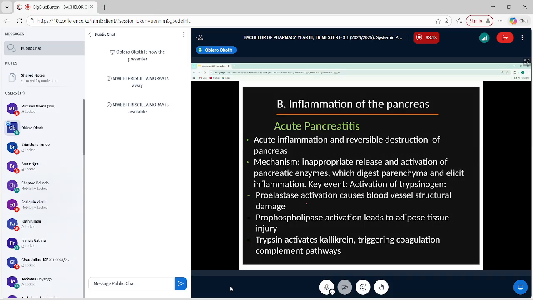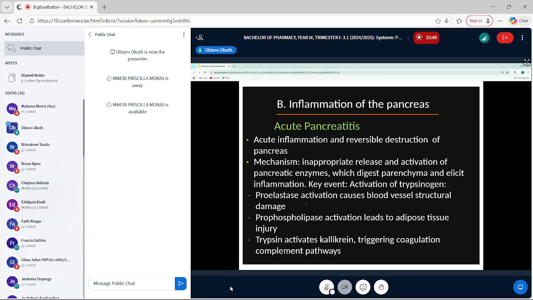Yes, if it's just part of the pancreas, it can be reversed. And the mechanism here normally is inappropriate release and activation of the pancreatic enzymes, which digest parenchyma and then elicit inflammation. Inflammation can start from bacterial infection. Inflammation can also start when you have necrotic tissue or necrotic debris. And the key event here we think is activation of trypsinogen.